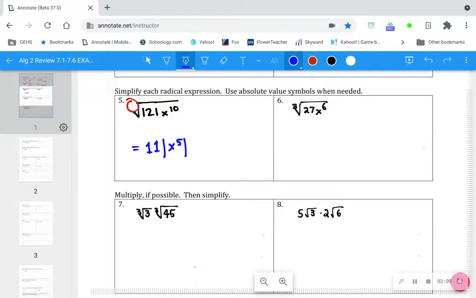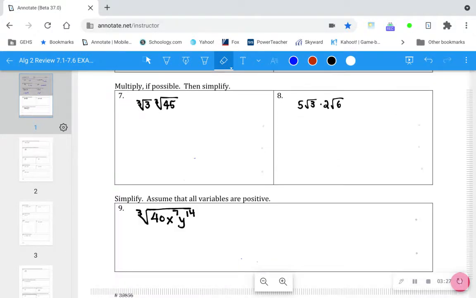Okay, on example 6 here, we're going to take the cube root of 27, that's just 3, and we're also going to take the cube root of the back half. When you take the 6th power and divide it by 3, you get squared.